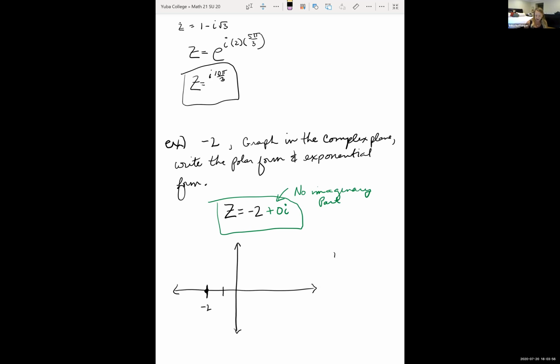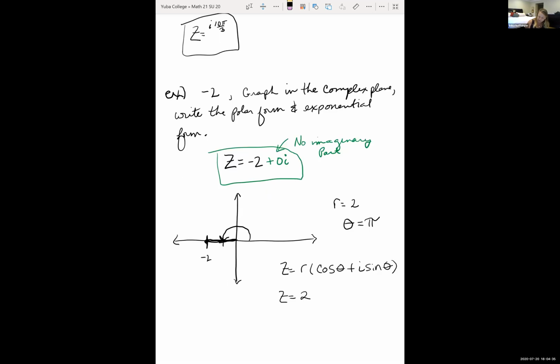So we can tell pretty easily what r is. R is this length. Well, this length here is 2. Theta, well, what would you have to do to swipe over here to your negative x-axis? Theta is just pi. So z is equal to r times cosine theta plus I sine theta. So z is equal to r, which is 2, all times cosine of pi plus I sine pi. If you evaluate that, you better get back just -2.